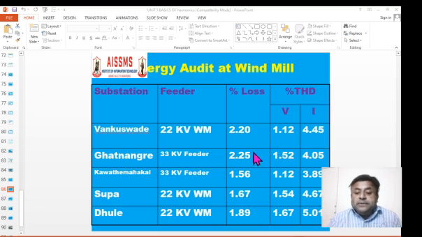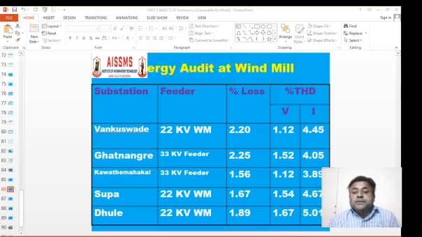Now if you look at the chart, we'll see that the highest loss is 2.25%, which is the Ghatnangri feeder. So it is observed that the THD is also higher. So THD and losses are going hand in hand. Not exactly above the limit, but to some extent it is more than 4, which is somewhat higher. Similarly, 2.20 is the case where there was loss in the Kursade windmill generation, and 4.45 was also the THD. In the case of Dhule, although the loss is lesser, the THD was higher. So in some cases, the losses are higher and THD is also higher, but that cannot be a rule because in a number of places even losses are lesser, but still THD is higher.